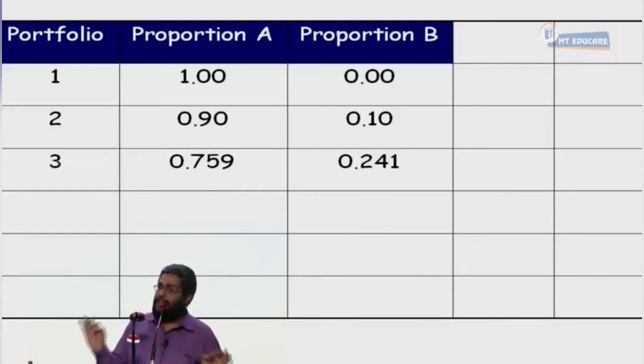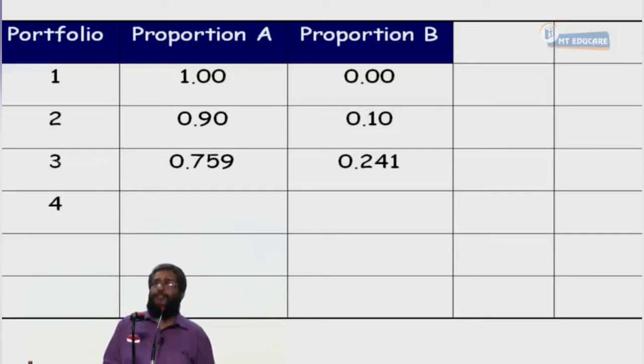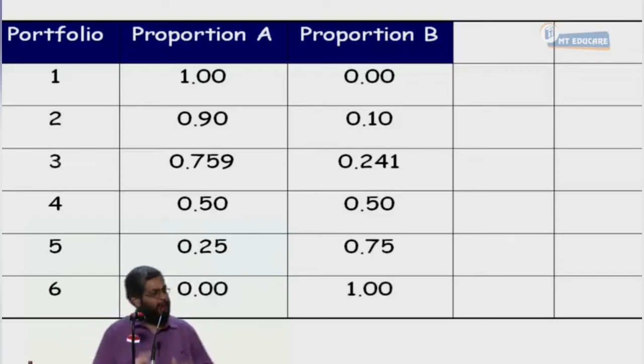Portfolio 3 consists of 75.9% of A and 24.1% invested in B. Portfolio 4 consists of 50% A, 50% B. Portfolio 5 consists of 25% in A, 75% in B. And guess what portfolio 6 is? Nothing in A and fully in B. I just constructed 6 portfolios at different proportions. The others are just numbers that came to my mind, but this number is a very, very important number. There is a formula for it that we discuss in the next stage. Everybody following what I am saying?